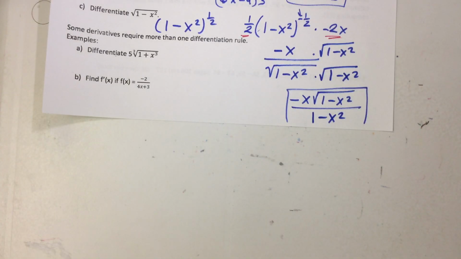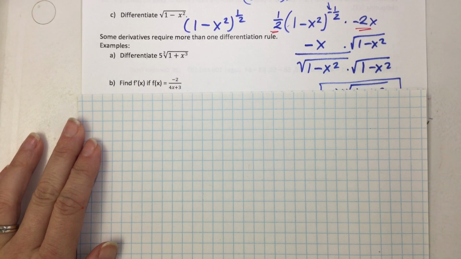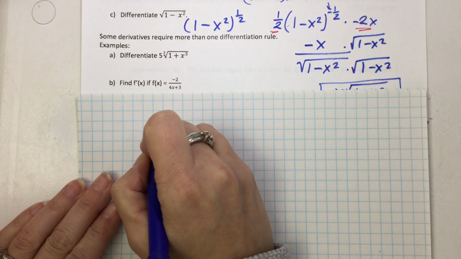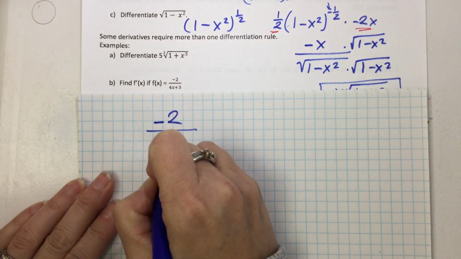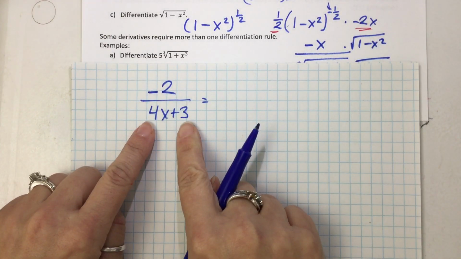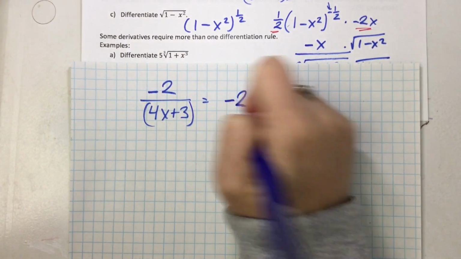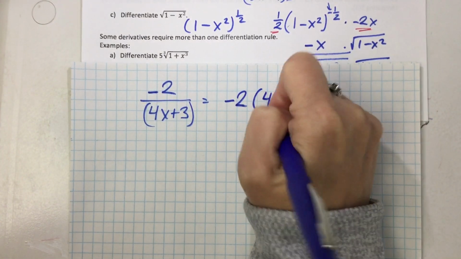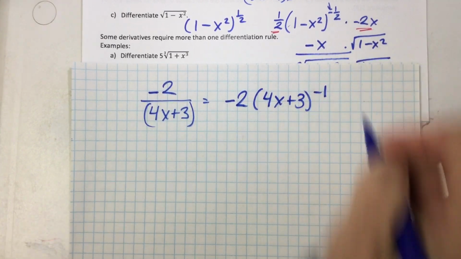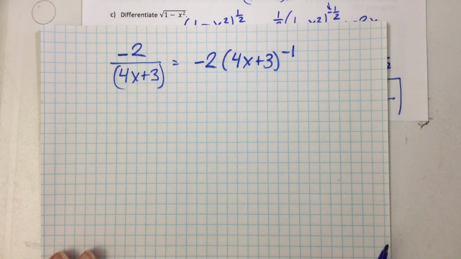Let's keep on going. Here's another one where in order to find the derivative, this is going to take a little bit of time and a couple different processes. If I have -2 over 4x plus 3, first off, you need to realize that this is on the bottom, and it's both terms on the bottom. So this is really -2 times 4x plus 3 to the negative first power, because the negative is what would put this on the bottom in the first place.